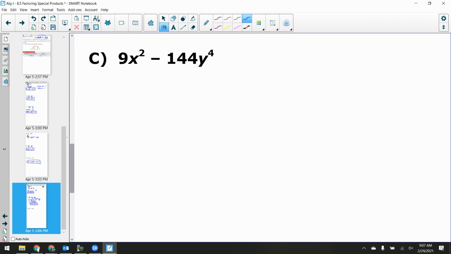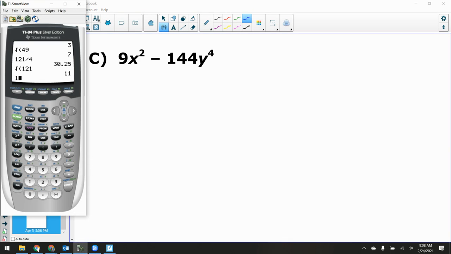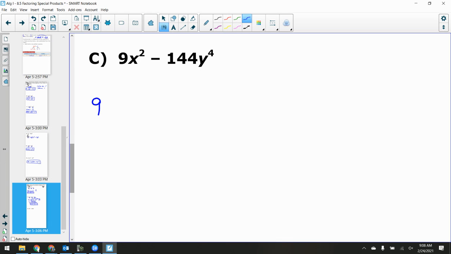9x squared minus 144y to the 4th. Okay, is there a GCF? Yeah, it's 3? Is 144 divisible by 3? It is, but 9 is divisible by 9, isn't it? Yeah. Is 144 divisible by 9? Yeah. Oh, chicken nuggets, look at that. My GCF is actually a 9.